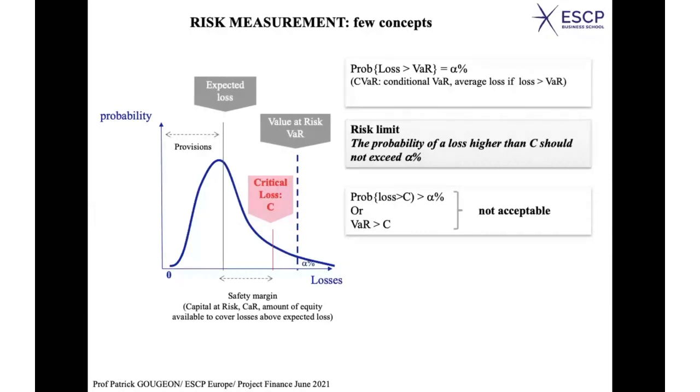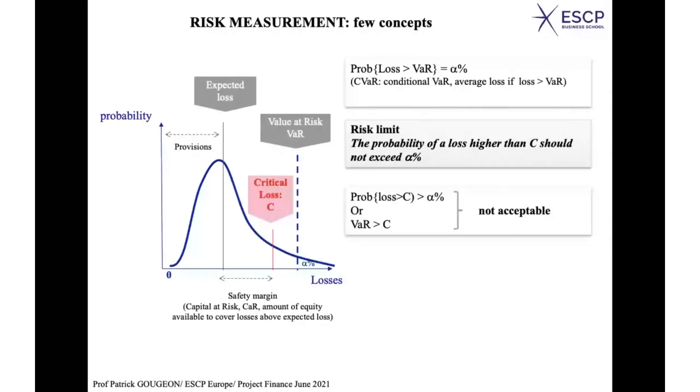So here, is the situation acceptable? No, it's not. Because if your objective is to make sure that the probability of a loss will be lower than alpha percent, you can see that in this case, it is obviously higher than alpha percent, because the value at risk is higher than C. If the value at risk is on the right side of C, it means obviously that the probability of a loss higher than C is higher than alpha percent. In other words, this situation is not acceptable.